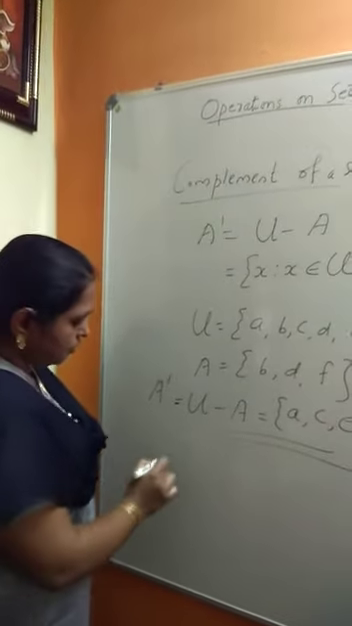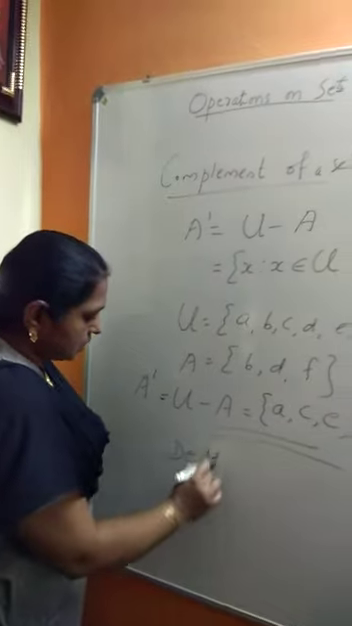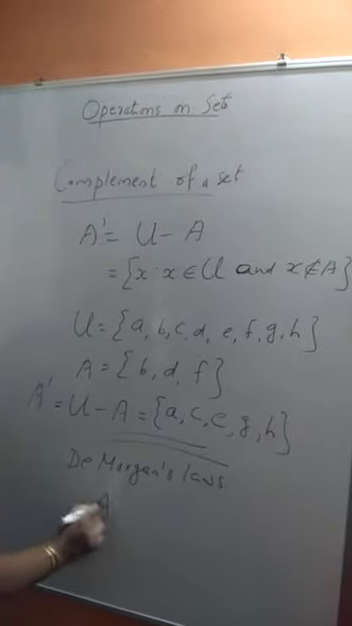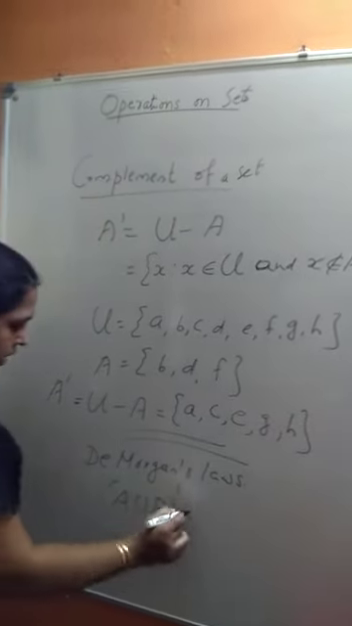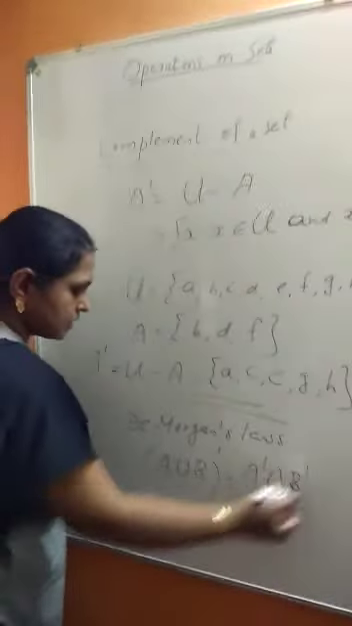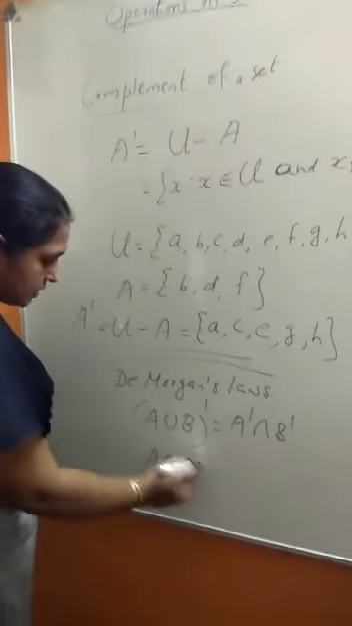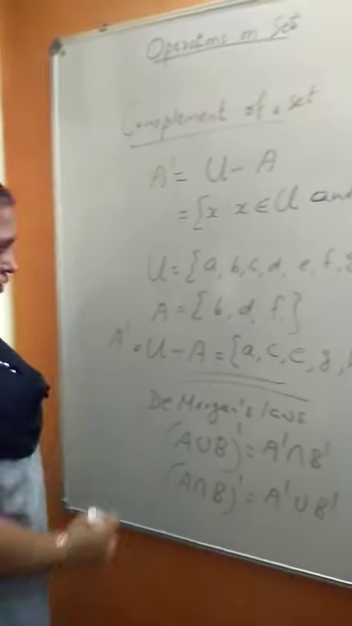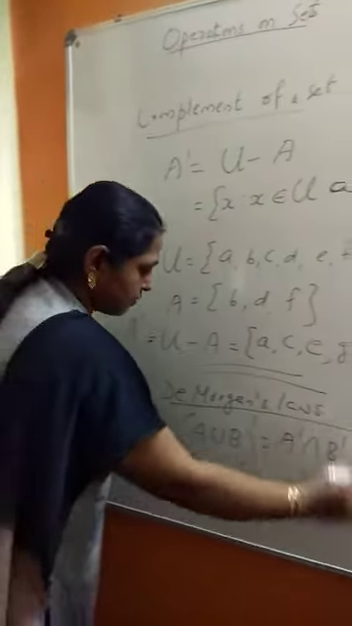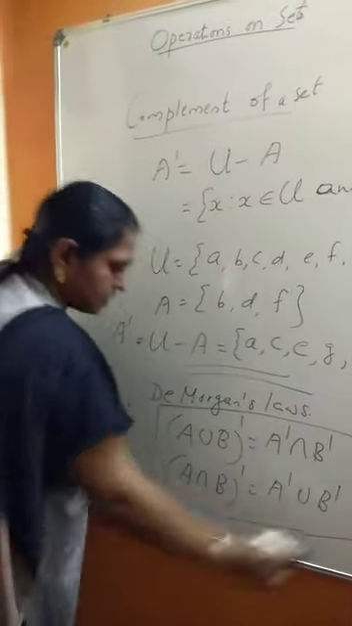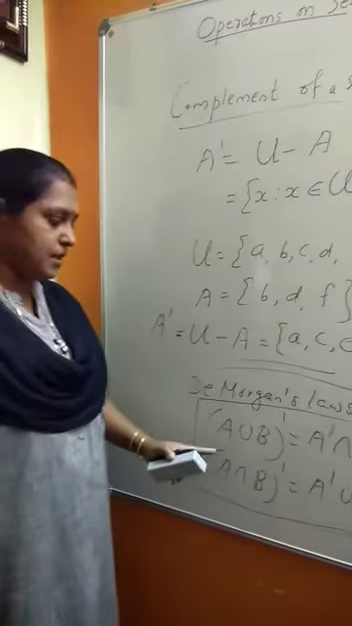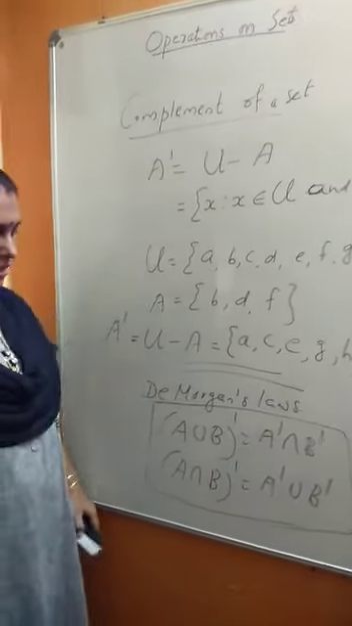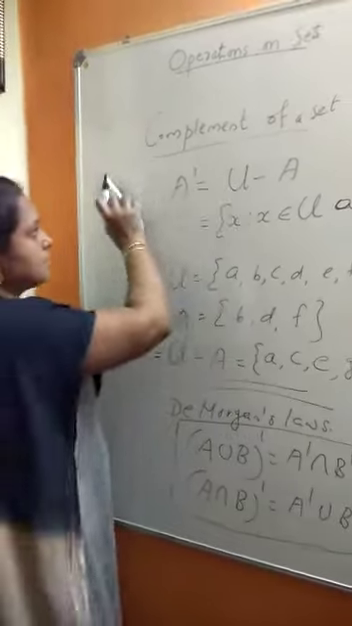So for complement, there are 2 laws we have to learn. They are known as De Morgan's laws. Very important laws, De Morgan's laws. They state this: (A union B) whole dash is the same as A dash intersection B dash, and (A intersection B) whole dash is equal to A dash union B dash. So these 2 laws you have to remember. It will come in the examination for verifying. Sets will be defined in the question, A, B, C, U also will be given. We have to prove that (A union B) whole dash is the same as A dash intersection B dash. So let us discuss a question based on this also.